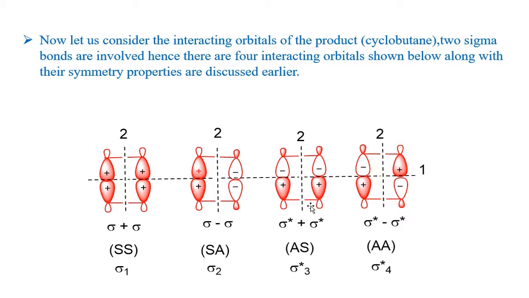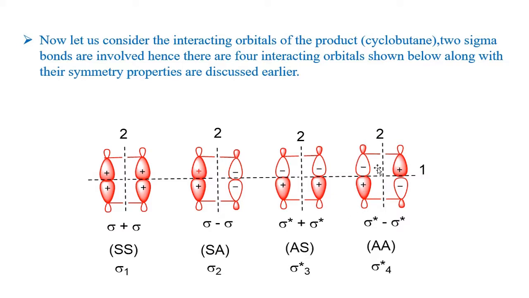Then in the combination 3, sigma star molecular orbitals are added. So sigma star plus sigma star. If you place a horizontal plane here, then you can see this half above is not equivalent to this half, or it is not the mirror image of each other, so it is anti-symmetric with respect to horizontal plane of symmetry. Then vertical plane of symmetry, you can see this half is the mirror image of this half, and so vertical plane of symmetry is symmetric.